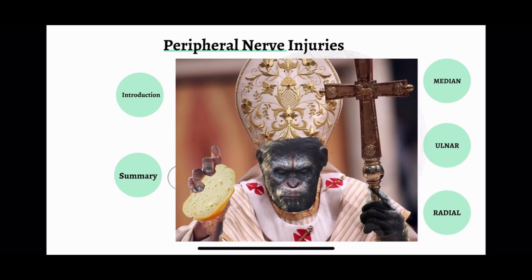So remember this picture. If you remember the median nerve, you don't need to remember the ulnar, rest of all will be ulnar, and radial is totally distinct. So I hope this really helped you.